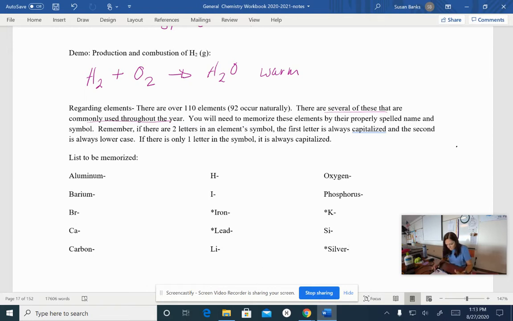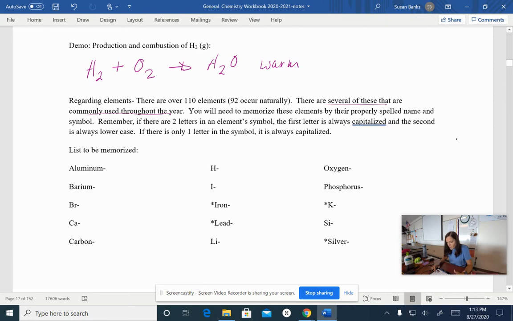So here we go. When we left off, I told you that there were over 110. Right now, as it currently stands, there's 118. 92 are natural. So anything past element 92, which happens to be uranium, is made in the lab. It's a synthetic element. There are several of these that we are going to use throughout the year. So we're going to commonly use them, and it's going to be so much easier for you if you learn the symbols and the names, so that when I write the symbol, you know exactly what I'm talking about.